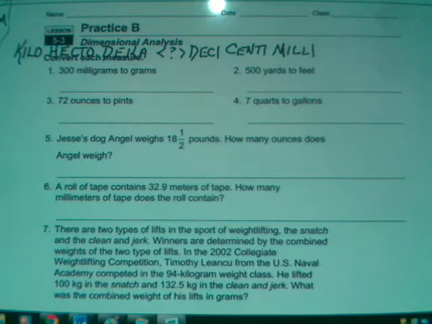This is the homework helper for Chapter 5, Section 3 in the 8th grade textbook entitled Dimensional Analysis. Alright, the first 4 questions all have the same direction, and that direction is to convert the measure. So, in number 1, they're asking us to convert milligrams to grams.